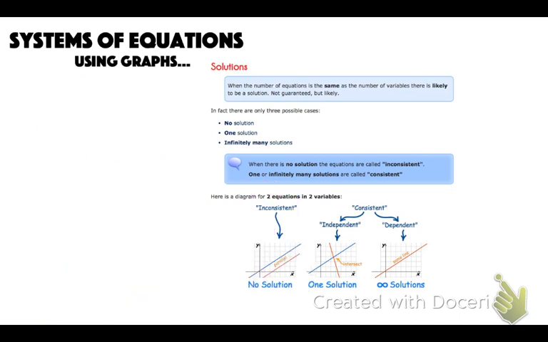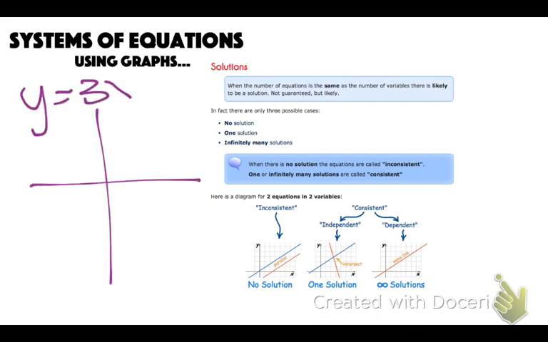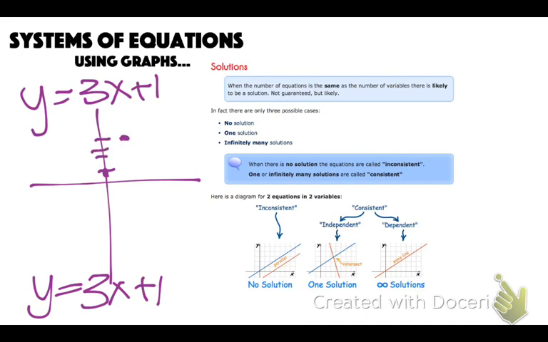Okay, the one solution is the ones we just did. They only touch once. And then the infinite solutions means that you just have the same graph. So it'd be like you have y equals 3x plus 1, and your other equation was also y equals 3x plus 1. So you'd go up 1 and then up 3 over 1. That's the graph for both of those, which means that it's infinite solutions because no matter what you plug in, they will always be touching each other.